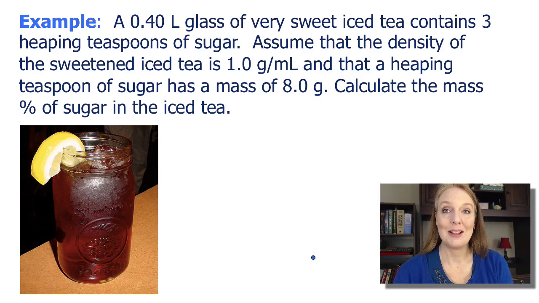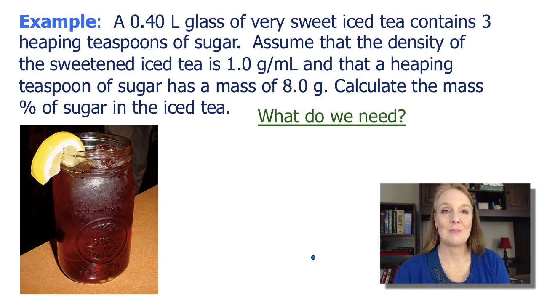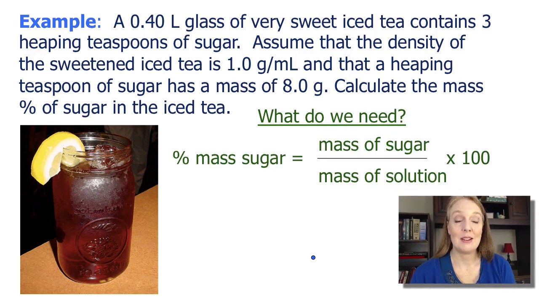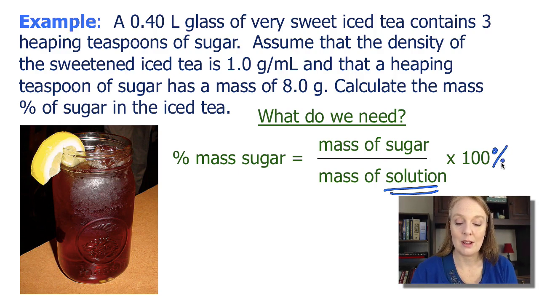Hopefully you're comfortable with 8 grams. So we need to calculate the mass percent of sugar in the iced tea. What do we need to do that? Well, first we need the definition of mass percent, which is shown here. So for this particular solution, the mass percent of the sugar is going to be the mass of the sugar divided by the mass of the solution times 100%. So that's what we need, is that calculation.